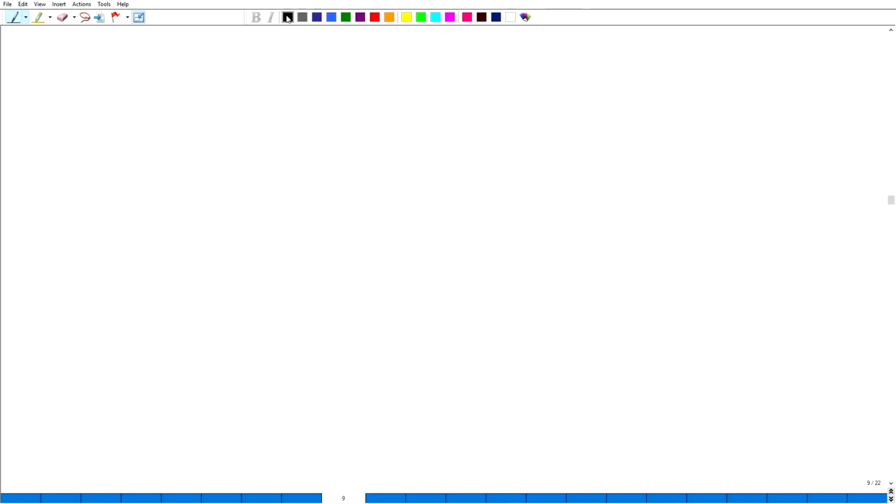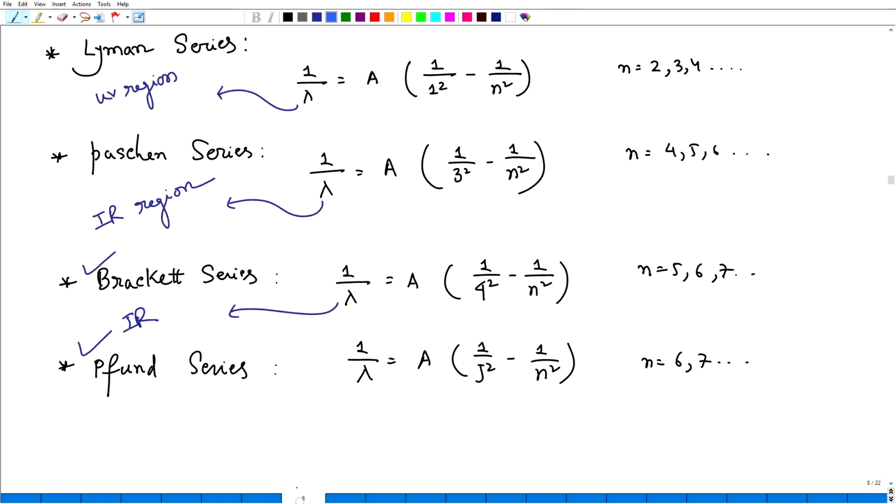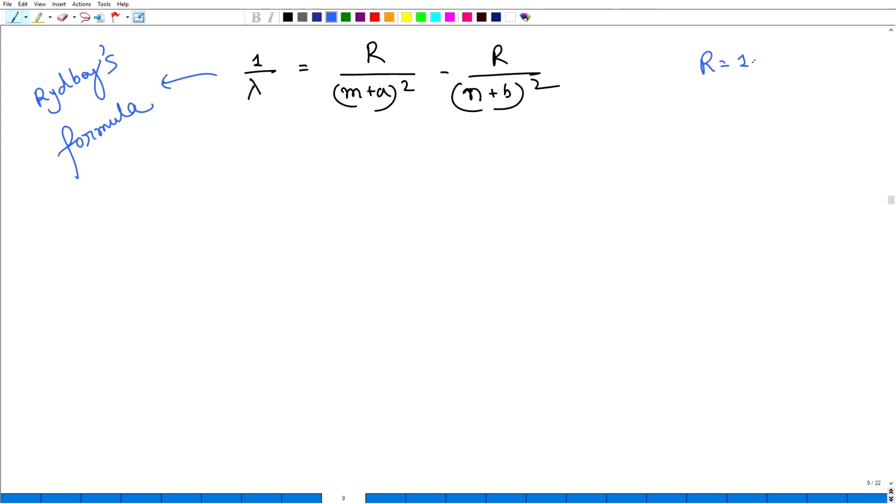Rydberg combined this total result and he gave a general mathematical expression like this, which essentially combines all the results. This is the Rydberg's formula. He generalized all the results and gave this formula, where R is the Rydberg constant, and the value of the Rydberg constant is 1.09737, which is essentially very close to A.